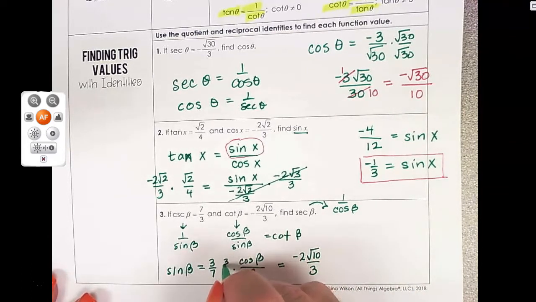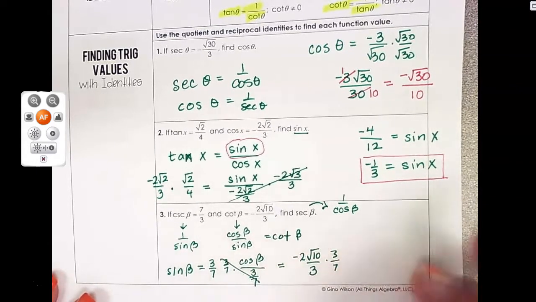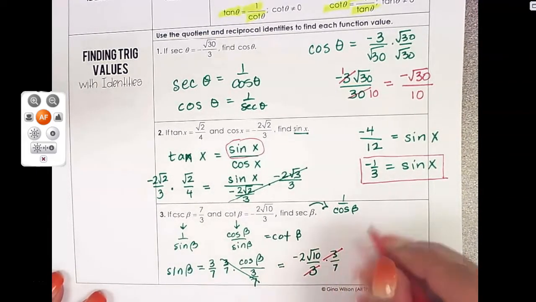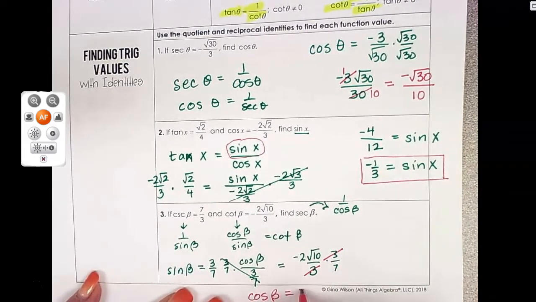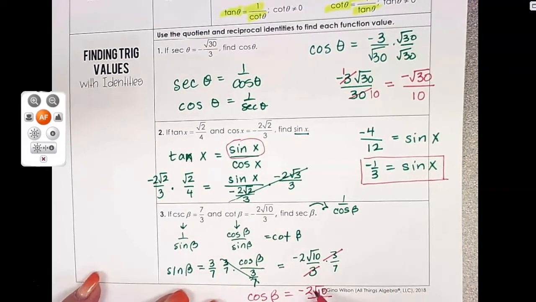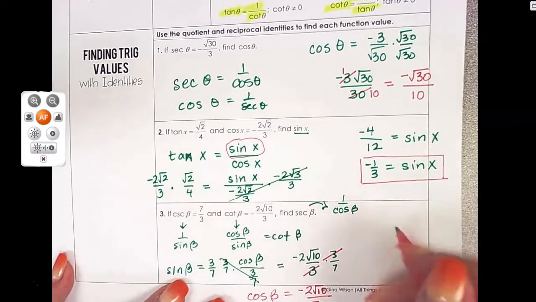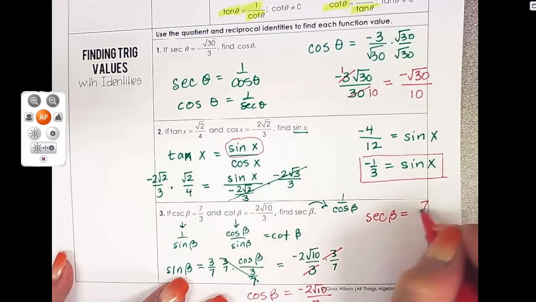So to isolate cosine, I'm going to multiply both sides by 3/7. As I'm multiplying here, I can cancel out my 3's, so I get that the cosine of beta equals -2 radical 10 over 7. Now, I don't want the cosine, I want the secant. So I have to go in and flip that and then rationalize it.